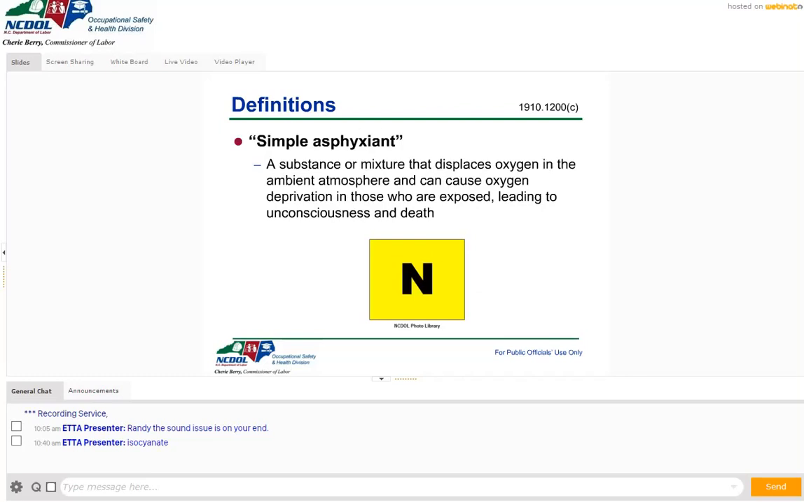Asphyxiant, so hard to say, asphyxiant, is something that displaces oxygen. Now, in the air we breathe, we know that it has nitrogen in it. But if I was in a room and there was a nitrogen bottle in there and somebody just turned it on, eventually it could displace all the oxygen in the room and kill me.